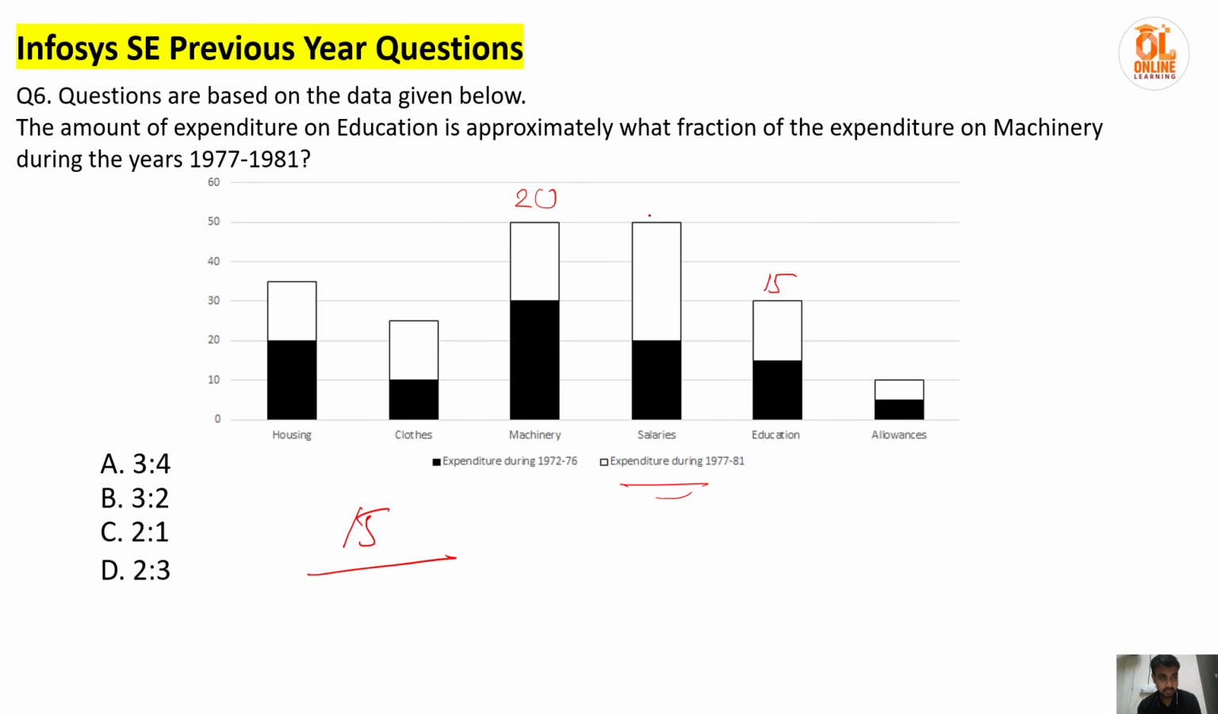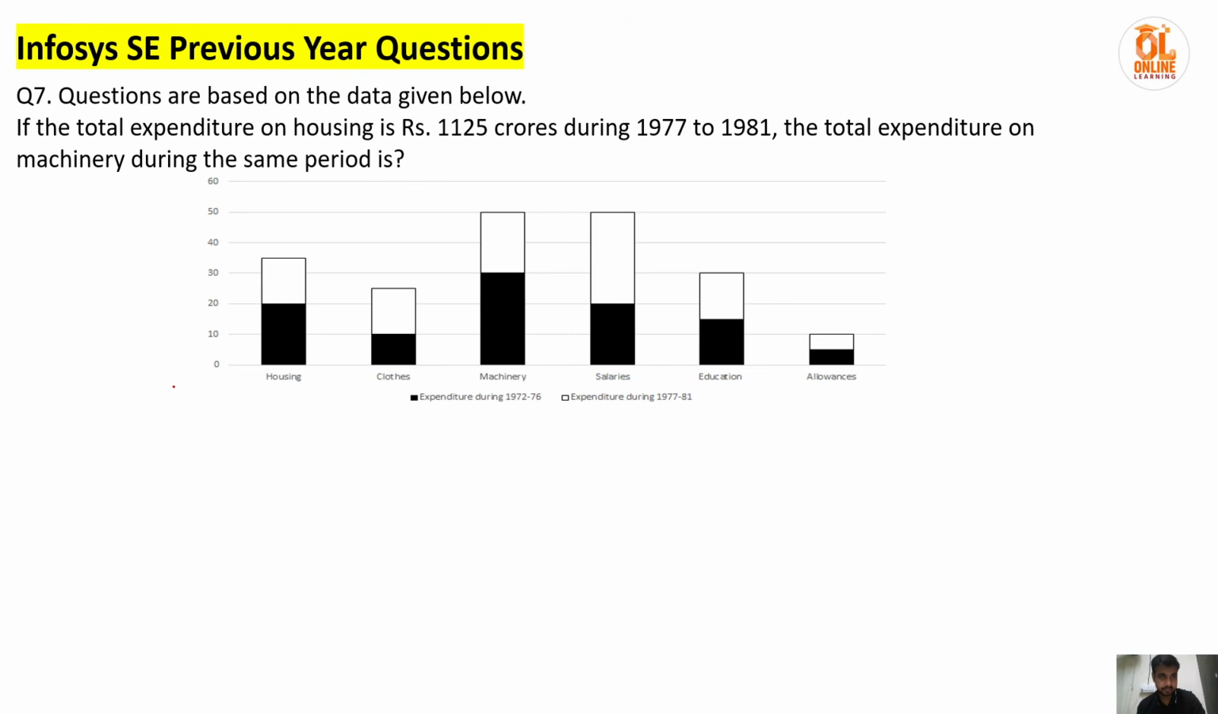What fraction of expenditure on machinery? Machinery is 20. So cut it, it will be 3 by 4. So 3 is to 4 should be the right answer. Okay, so let us move to the next question.